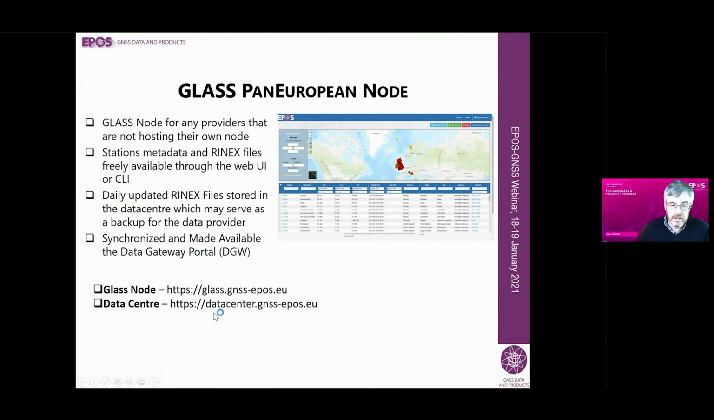So this is the current GLASS pan-European node. It has a local GUI, like all the nodes can have a local GUI, a local graphical user interface, a local data center. But really the best way to access this data is through the data gateway portal.